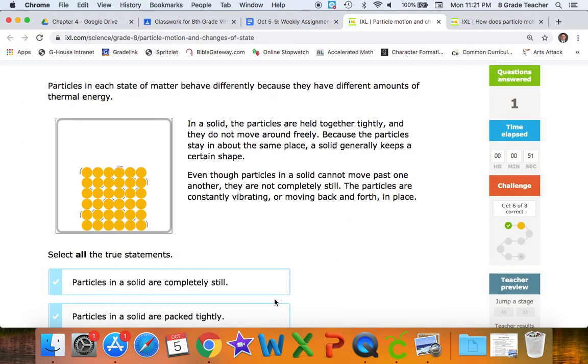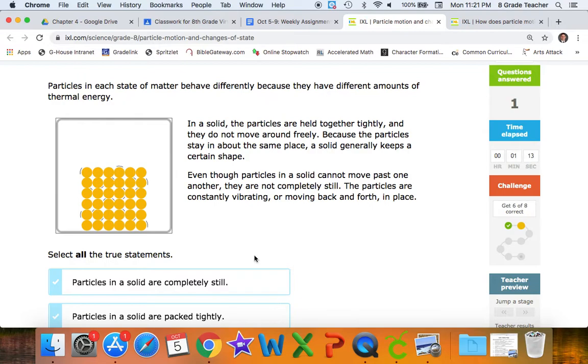Particles in each state of matter behave differently because they have different amounts of thermal energy. In a solid, the particles are held together tightly and they do not move around freely. Because the particles stay in the same space, a solid generally keeps a certain shape. Even though particles in a solid cannot move past one another, they are not completely still. The particles are constantly vibrating or moving back and forth in place.